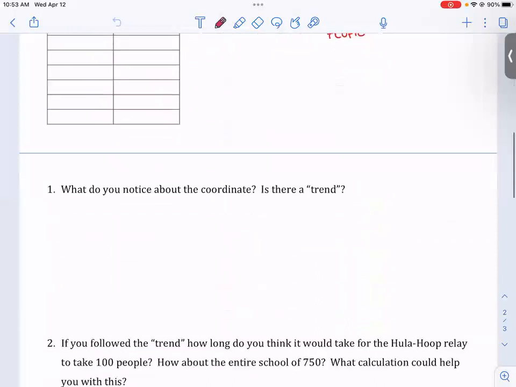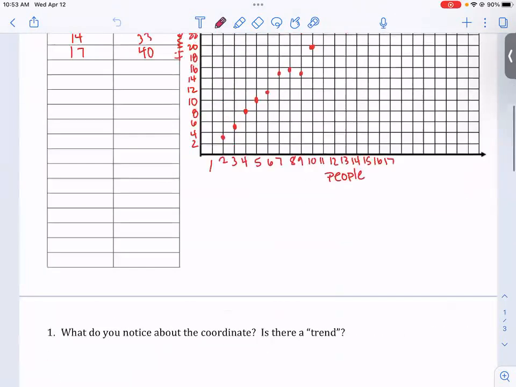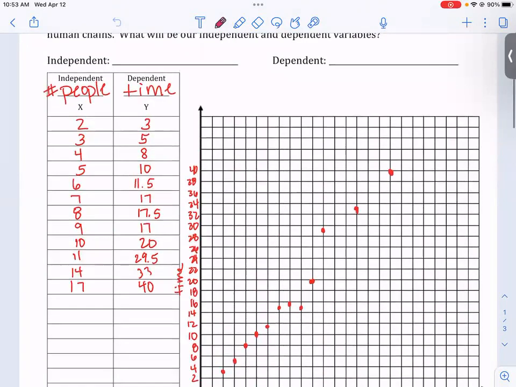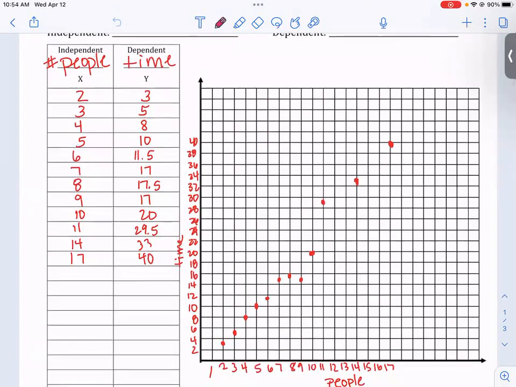Now, on the back side, I asked you to figure out how long it would take 100 people. What did you guys say? 200 seconds. So it seems like we're following a pattern where it takes double the amount of seconds as people. If we did the whole school of 750 people, you would have said 1,500 seconds? Is that what you said?